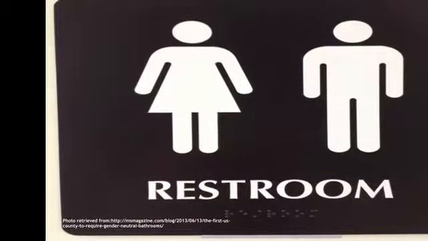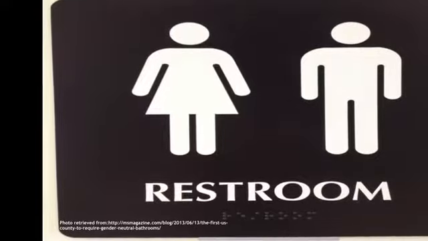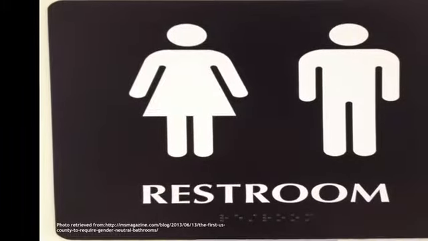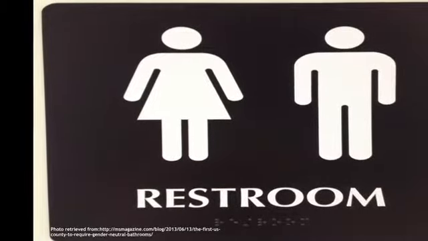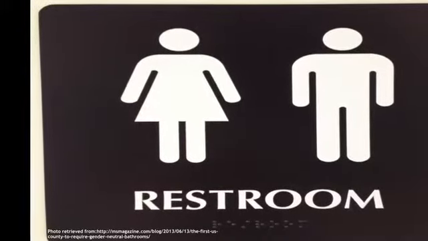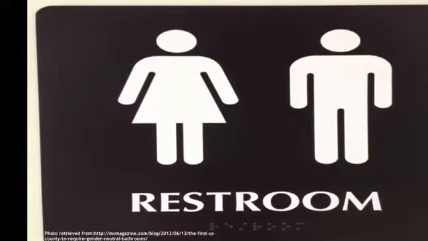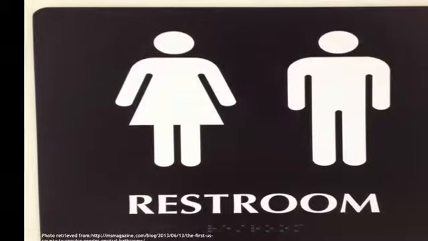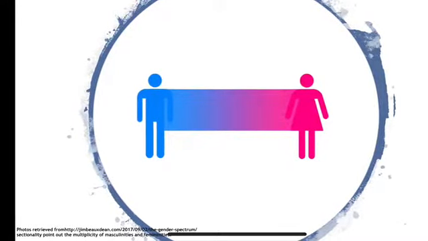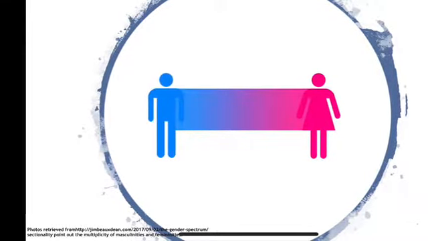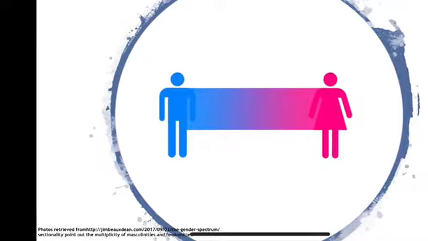Some of the topics that should be addressed in class are gender binary and gender intersectionality. The gender binary presents the ideals of masculinity and femininity as something to strive for, leaving out everything that does not fall in this dualism. On the other hand, gender intersectionality points out the multiplicity of masculinities and femininities.